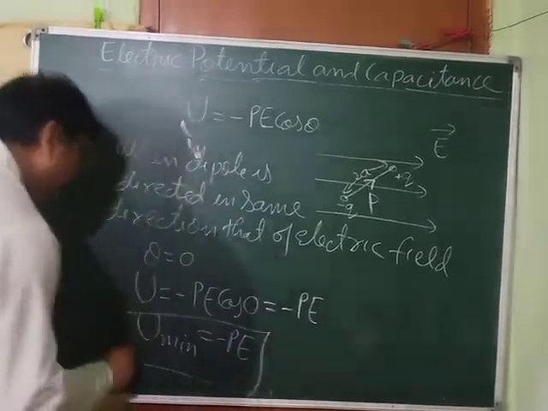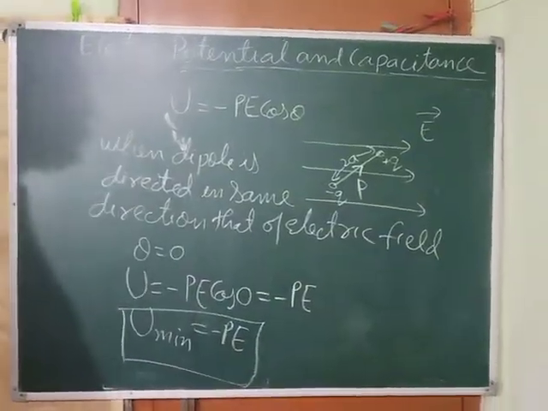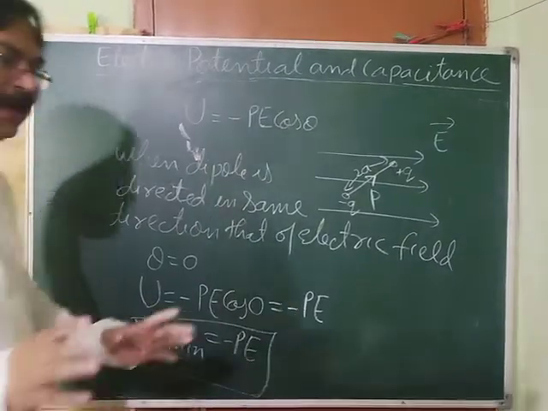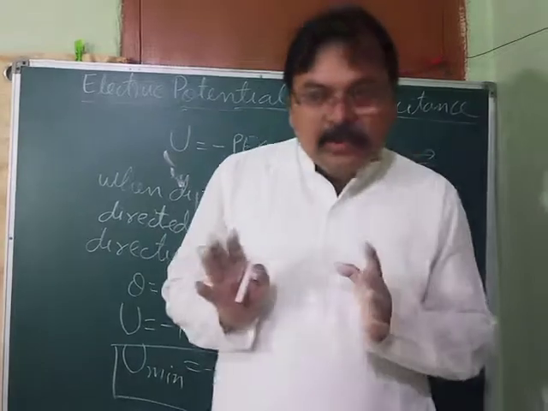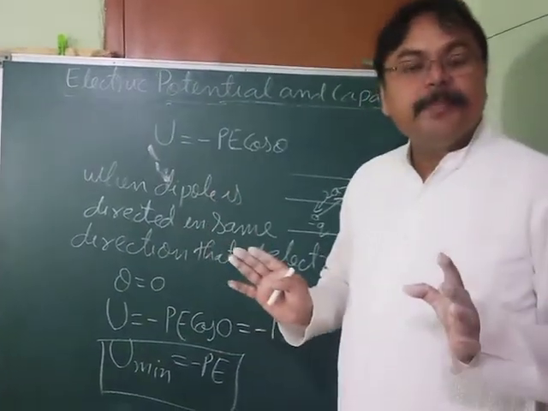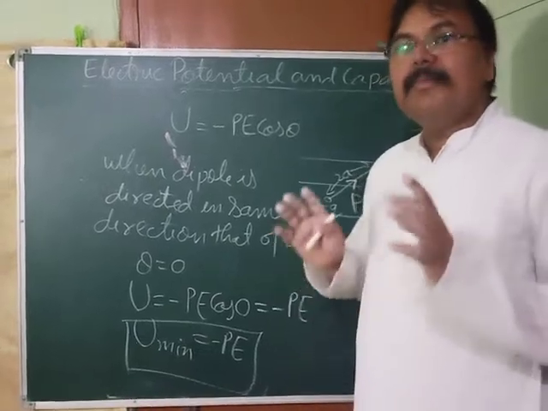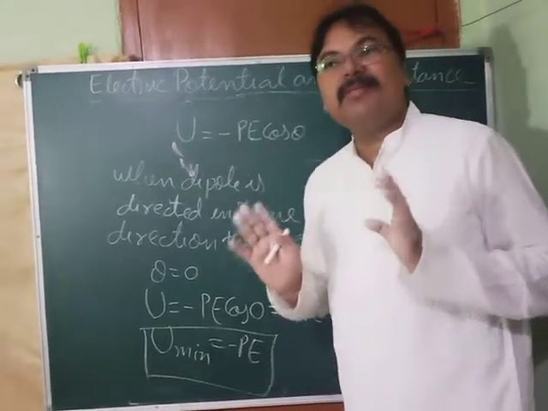This is the minimum value of potential energy. And remember, a body becomes stable when it has minimum energy. For stability, what is required? Energy should be minimum. Only then can things be stable.